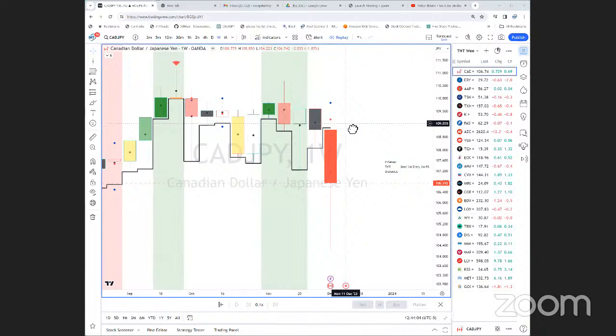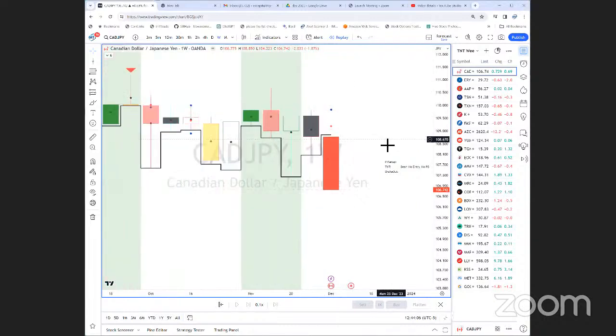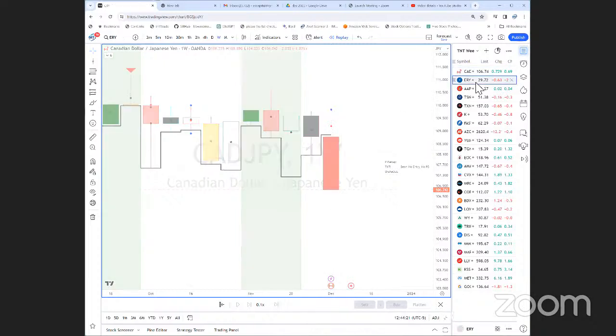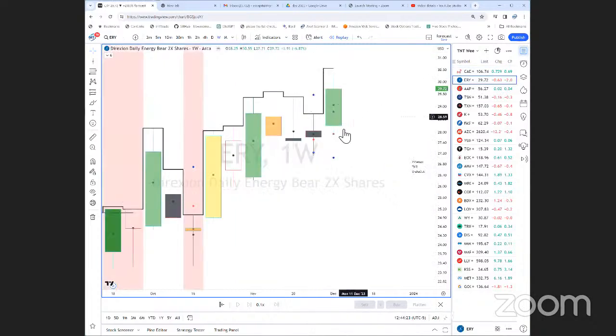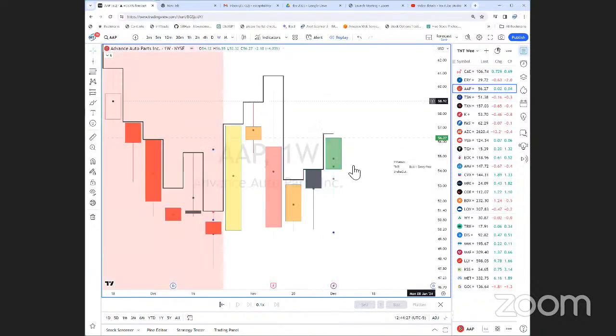So let's go through all these opportunities here for the US stock market, currencies, and futures. There's not many, believe it or not. This is the list that we had going into last week for trading. So the first one's CAD Yen. There's no shade here, so there's no trade. ERY, no shade, no trade. Here, there's no shade, no trade.